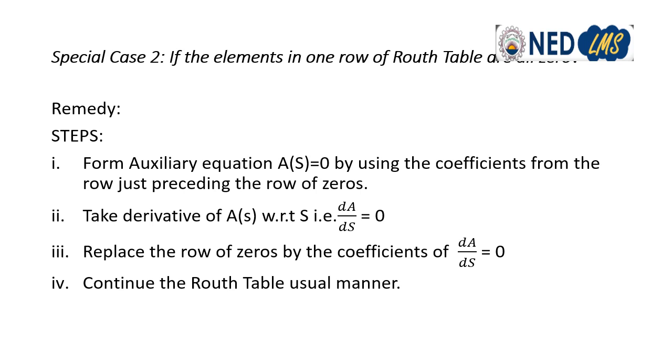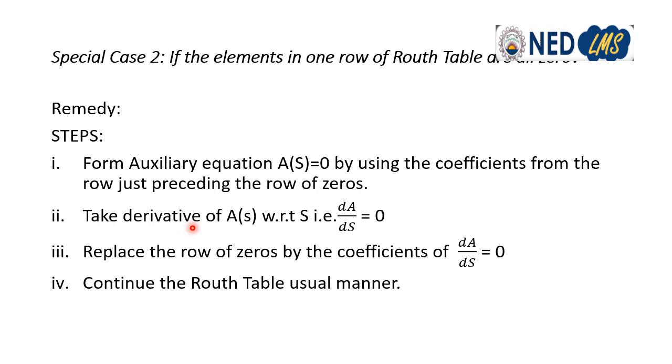What are the steps? The remedy involves some steps. First, we make an auxiliary equation, that is A(s) equals 0, by using the coefficients from the row just preceding the row of zeros. That is, if we have a complete row of 0, then we use the row just preceding the row of 0 and make an auxiliary equation A(s).